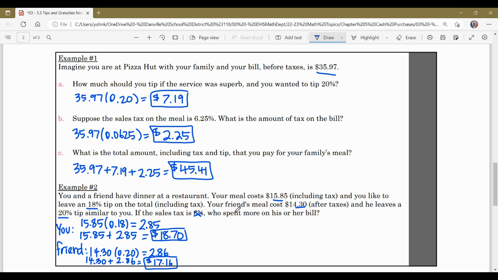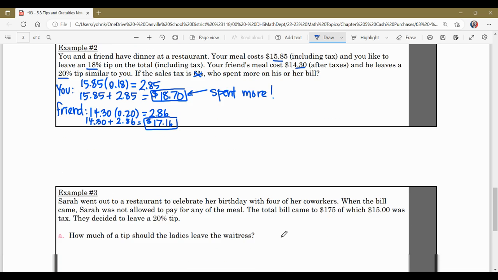So the question is, who spent more on his or her bill? And you spent more. So your meal was more expensive to begin with, and you tipped less, but you still ended up spending more. All right, let's take a look at some more examples.